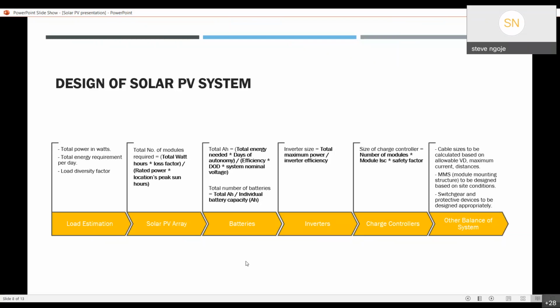So there, I gave out 3 points there. You need to know the total power in watts, for all the different loads, lights, whatever it is. You need to know the total energy requirement per day. And the last part is the load diversity factor.